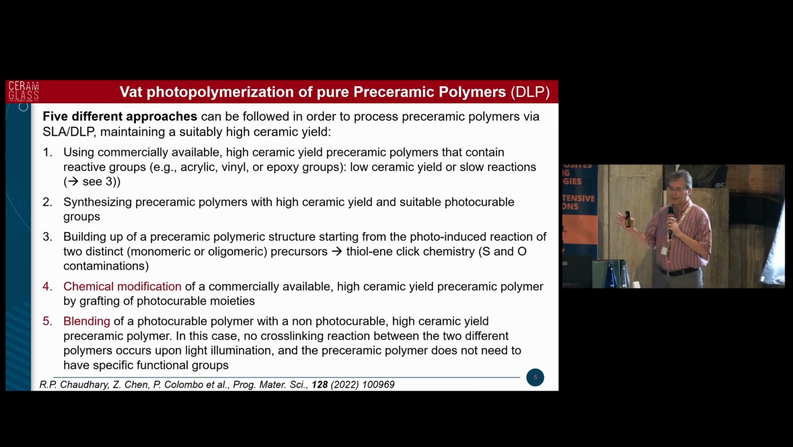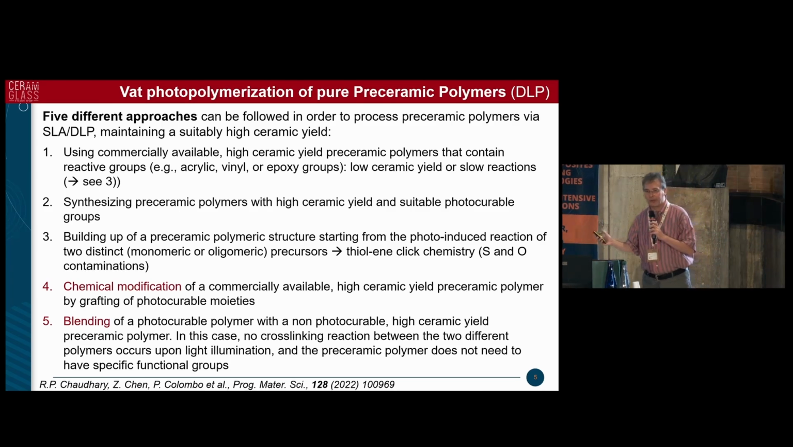I will be discussing only a few examples for specific technologies, and I would like to start from vat photopolymerization technologies applied to pure preceramic polymers, specifically using digital light processing, which is a layer-by-layer type of technology. There are 5 different possibilities for achieving the shaping of ceramic components using preceramic polymers with this technology. Ideally, you would like a commercially available high ceramic yield preceramic polymer that contains reactive groups.